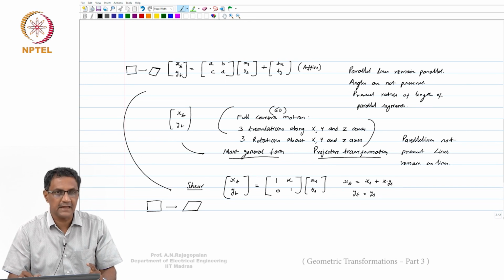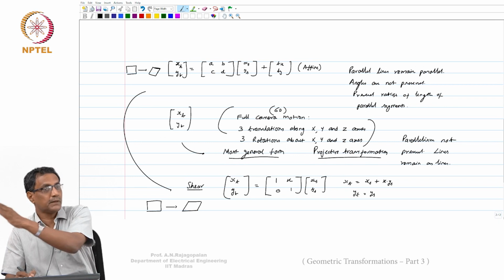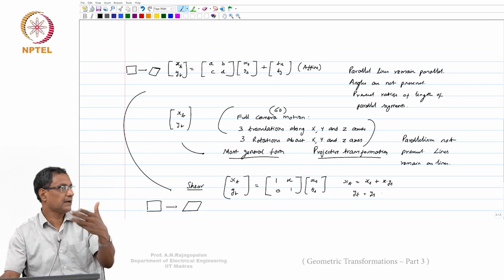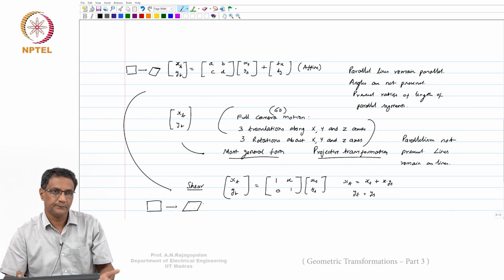For 0, 0, it will stay there. Then for, let's say, 0, 1, it will move. X will move like 0 plus whatever. If K is 1, it will be like 1 times 1. So it will become 1, right? So this point will go here, this point will go there, this point is here, and this point is here. These two don't move because Y is 0 for those 2 points, correct? So this is called an X shear.